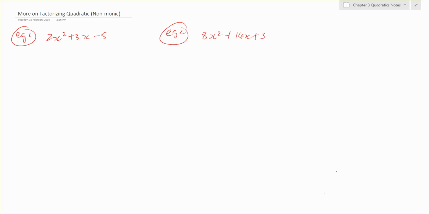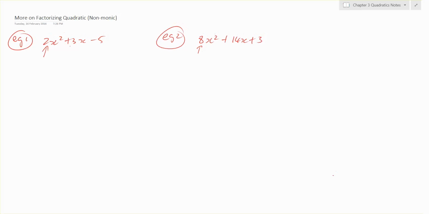This is for Year 11 Methods, exercise 3B, talking specifically about factorizing non-monic quadratic equations. Non-monic quadratic equations basically means quadratic equations where the coefficient of x squared is greater than 1, which is what we have here. So what we want to do is factorize this.